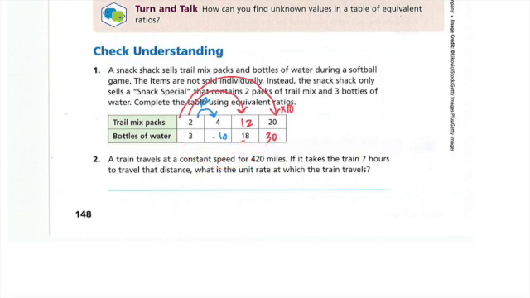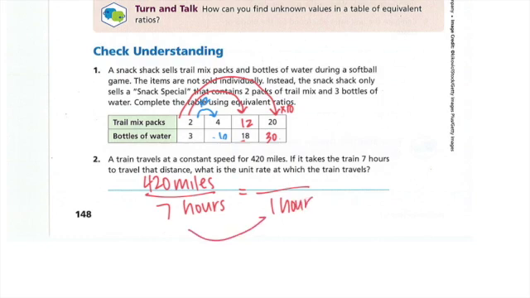All right, a train travels at a constant speed for 420 miles. If it takes the train 7 hours to travel that distance, what is the unit rate? So remember, unit rate is when we have a 1 on the bottom. So we would have 420 miles over 7 hours. And we want a 1 hour on the bottom. So 7 divided by what is 1? 7. So then we'll do 420 divided by 7. And we'll get 60 miles per hour.